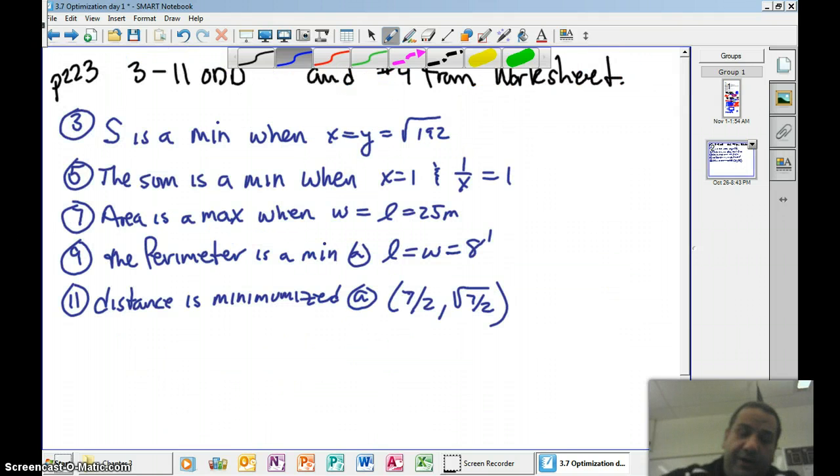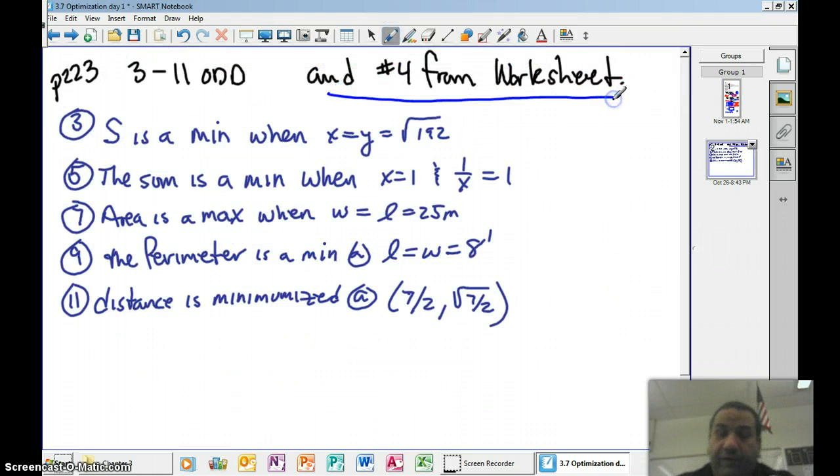So here's what I have for you to do. I want you to finish number 4 from this worksheet, that last problem. Then I want you to do 3 to 11 odd. The answers are in the back of the book, and I save you the trip. You can just pause this, do the questions, and the answers are right here.